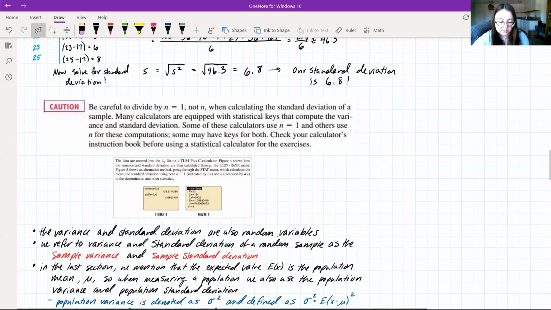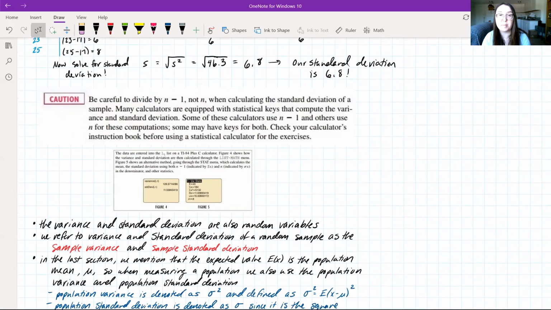All right, so here's a word of caution. Be careful to divide by n minus 1, not n, when calculating the standard deviation of a sample. Many calculators are equipped with statistical keys that compute the variance and standard deviation. Some of these calculators use n minus 1 and others use n for these computations. Some may have keys for both. Check your calculator's instruction book before using any statistical calculator for the exercises. So just make sure that if you use a graphing calculator or really any calculator that has statistical keys on it, that you know if you're dividing by n or n minus 1, if you're able to find standard deviation.